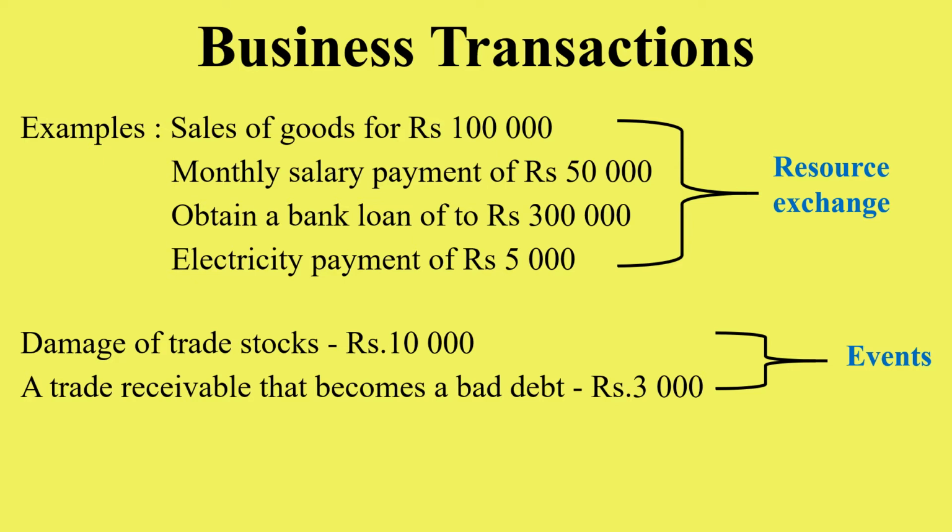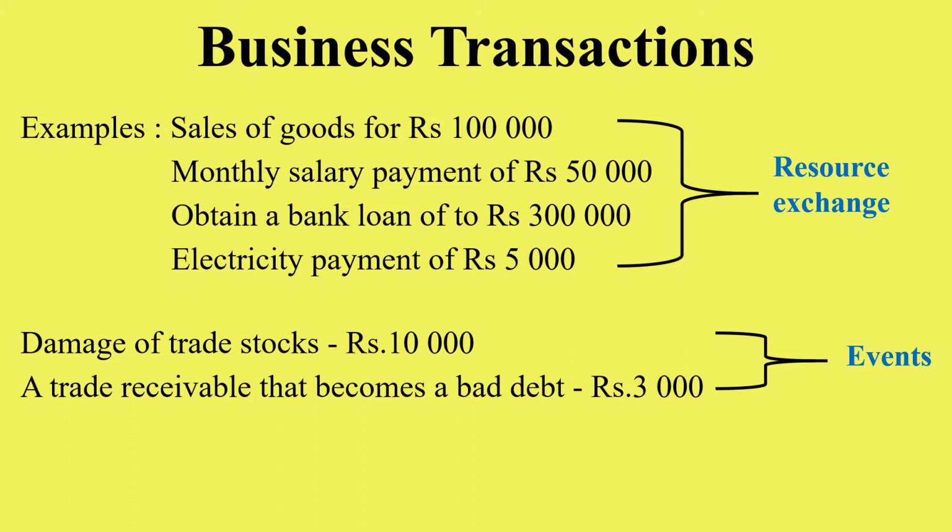So when we consider a business, when they are carrying out their business activities, they have to exchange resources with different parties. Like for example, when a business is purchasing goods for cash, cash and goods are exchanged between the business and its supplier. So accordingly, a business transaction, we can identify it as an exchange of resources between a business and other parties. Similar to this, there are different types of transactions that occur in a business.